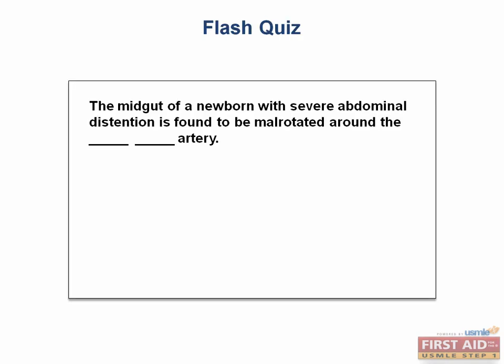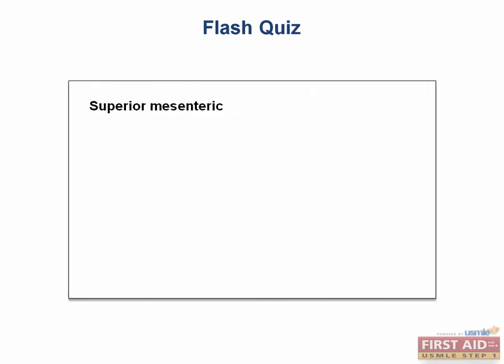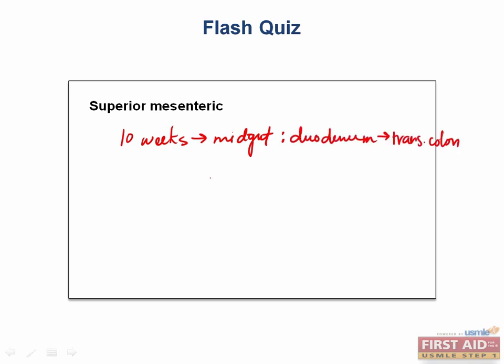Okay, let's do a quick flash quiz now to cement our learning. The midgut of a newborn with severe abdominal distension is found to be malrotated around the blank artery. Which artery is this? That's right, it's the superior mesenteric artery. Remember, at 10 weeks, the midgut, which contains the duodenum to transverse colon, rotates around the SMA and returns to the abdominal cavity.